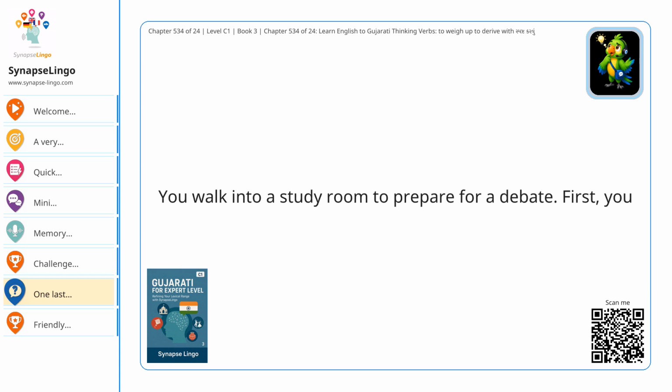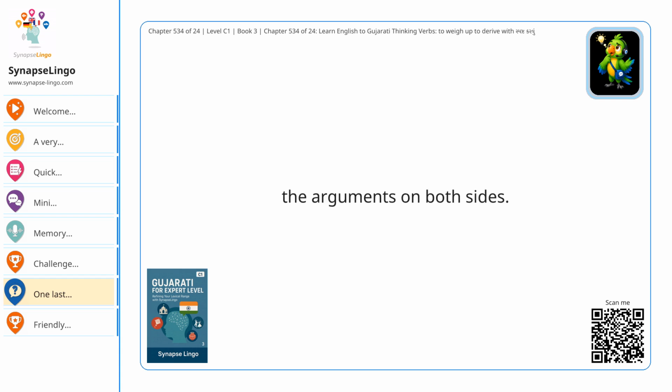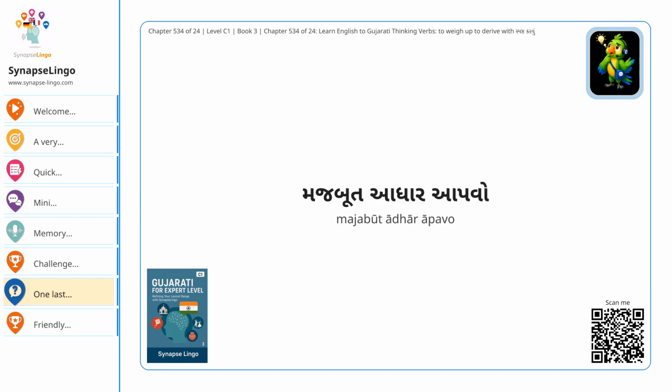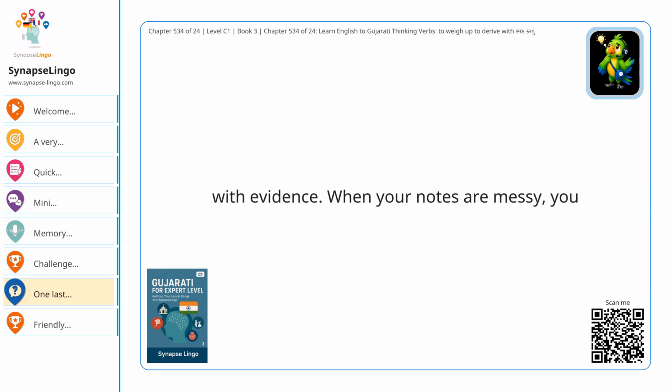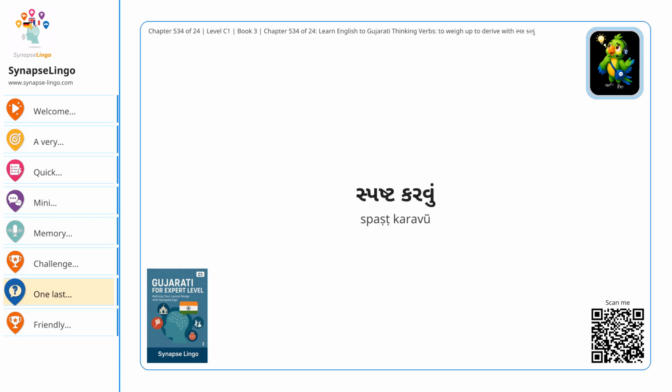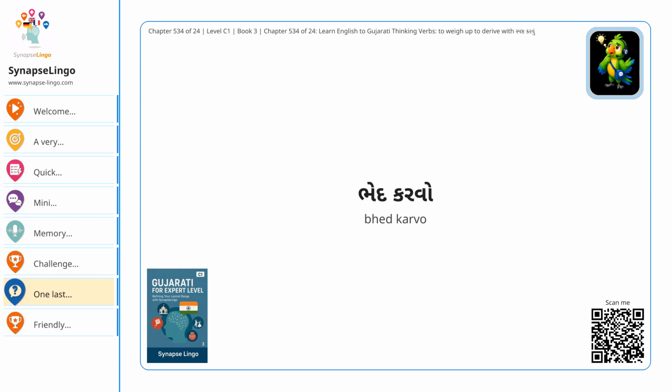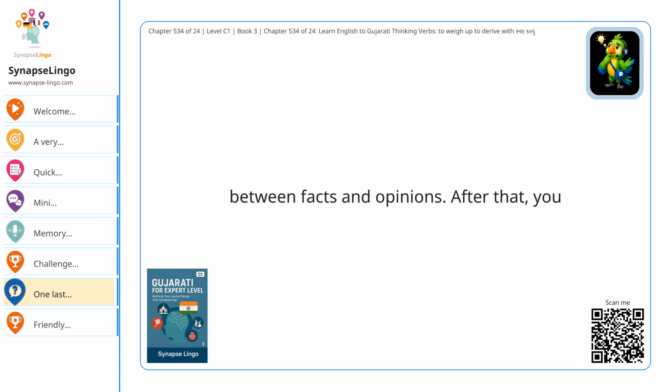You walk into a study room to prepare for a debate. First, you weigh up (તોલવું) the arguments on both sides. Then you put into perspective (પરિપ્રેક્ષ્યમાં મૂકવું) the problem by looking at the bigger picture. To make your case stronger, you substantiate (મજબૂત આધાર આપવો) with evidence. When your notes are messy, you clarify (સ્પષ્ટ કરવું) the main point and then make it more specific (સ્પષ્ટ કરવું) again. Next, you differentiate (ભેદ કરવો) between facts and opinions.